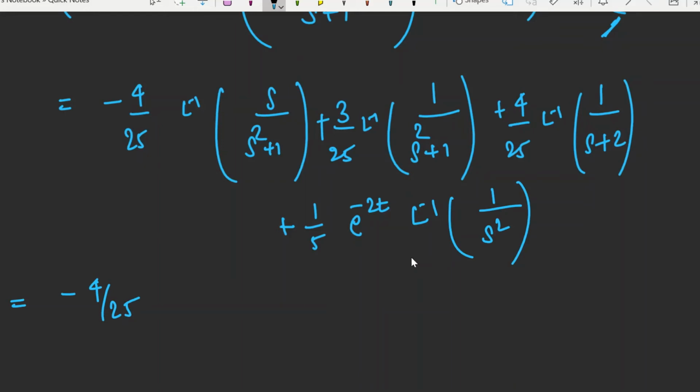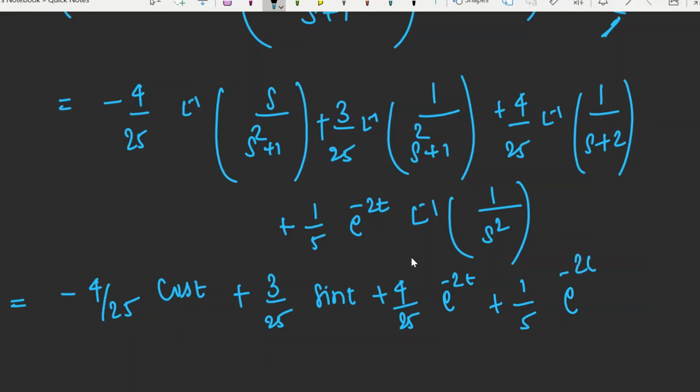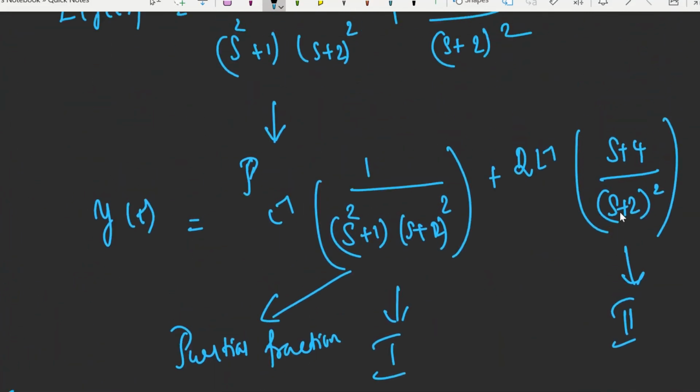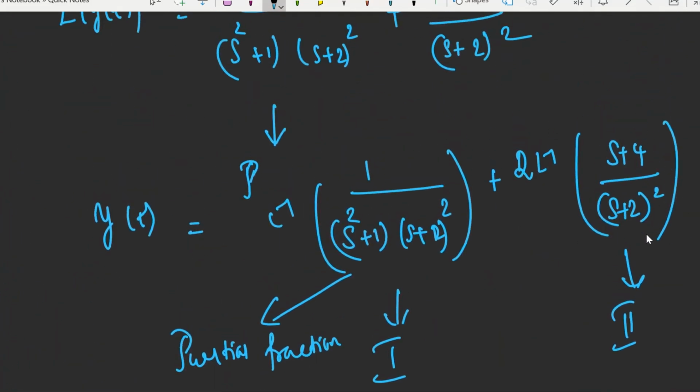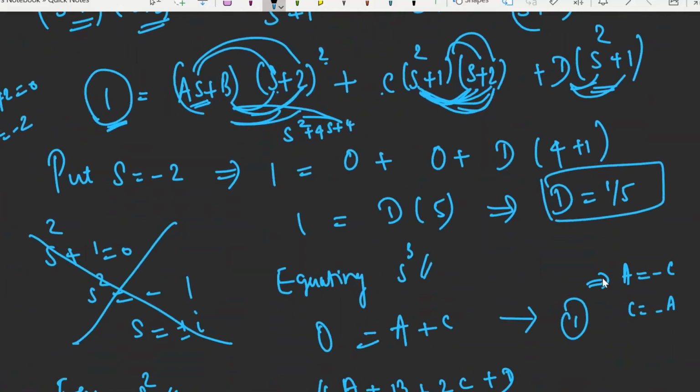S by s square plus 1 is cos t, plus 3 by 25 sin t, plus 4 by 25, 1 by s plus 2 is e power minus 2t, 1 by 5 e power minus 2t, L inverse of 1 by s square is t. This is the L inverse for first term. And next one, second phase. What is our second phase? This one. 2 times of L inverse of s plus 4 by s plus 2 the whole square.